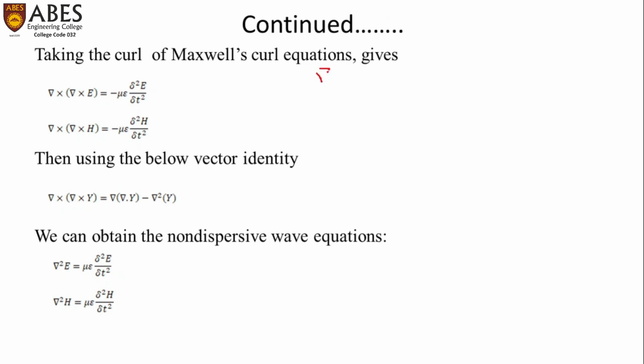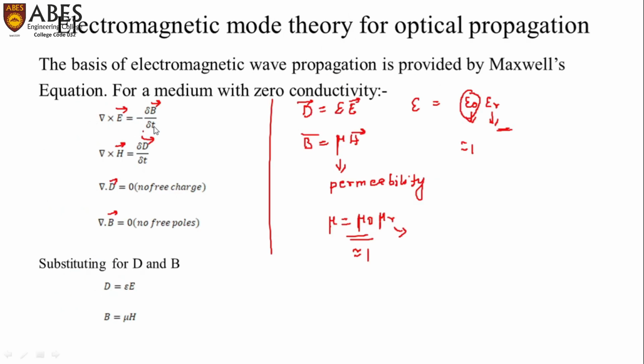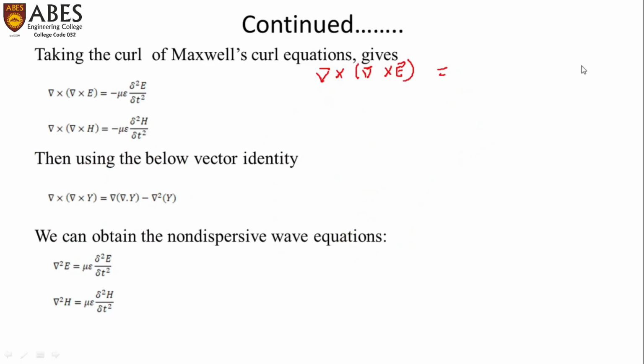We take del cross, I'm just doing it for the electric field, and for the magnetic field you will do it as an assignment. So what is this? Minus del B upon del T. So we can have this minus del of del B upon del T, minus, and del by del T on the outer side, then it will be del cross B.